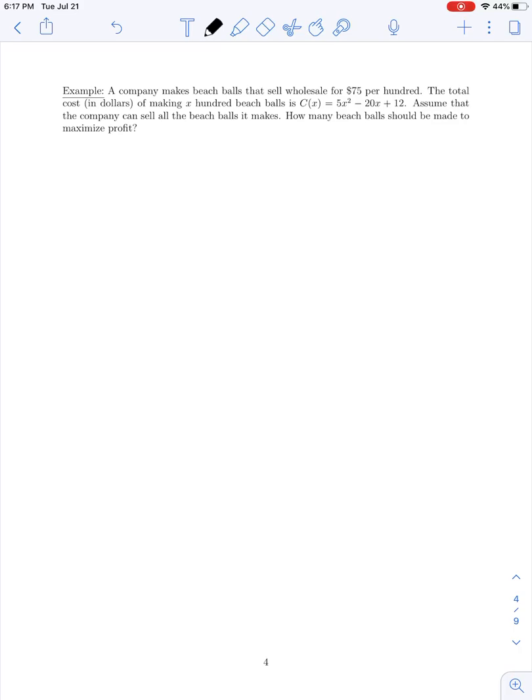Here we know that profit is given by revenue minus cost, and we're given the cost function. So let's start by finding our revenue function. Our revenue function, let's call it R(x), is equal to, well, we were told they sell wholesale for $75 per 100. And since x is being measured in hundreds, we can have R(x) as 75x, where x is the number of hundred beach balls manufactured and sold. And we've already got the cost function C(x) as 5x² - 20x + 12.